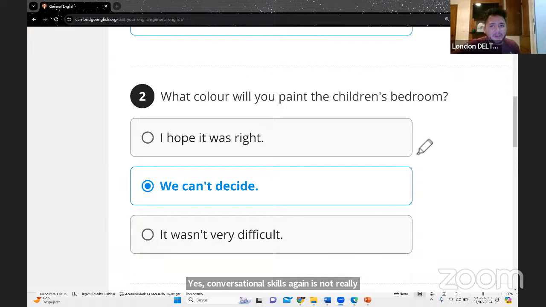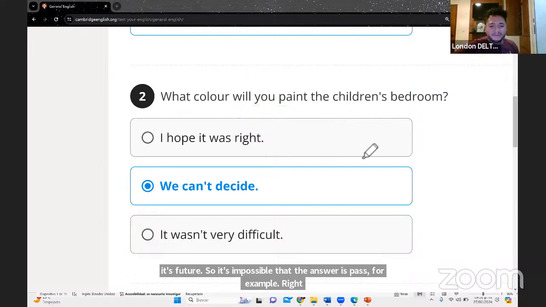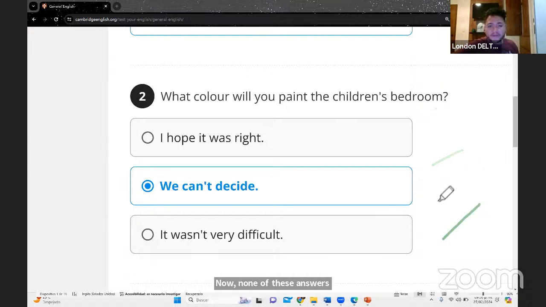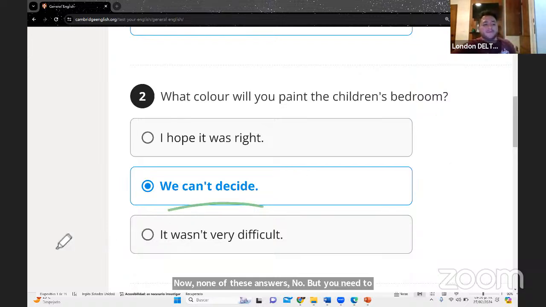Now, some grammar can help you because the question is will. So it's future. So it's impossible that the answer is past, for example. Right? Si la pregunta está en futuro, no podemos contestar en pasado. Now, none of these answers, ninguna de estas respuestas está en futuro. No? But you need conversational skills to answer. Good. Very well.